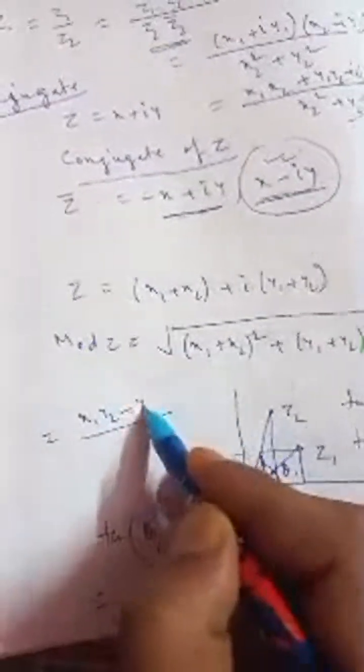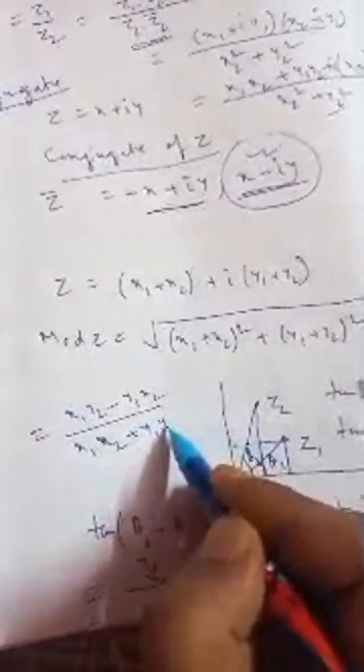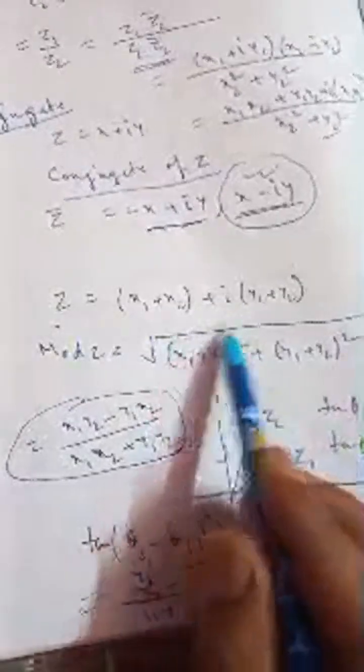x1 y2 minus y1 x2 by x1 x2 plus y1 y2. So this will be the amplitude of the complex number z after addition or subtraction of two complex numbers. So you can look at this. Thanks for watching.